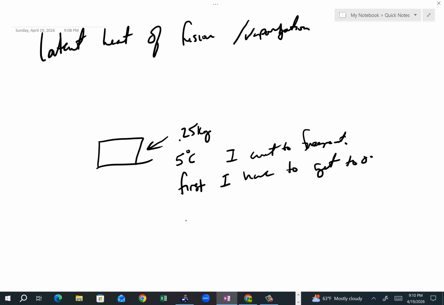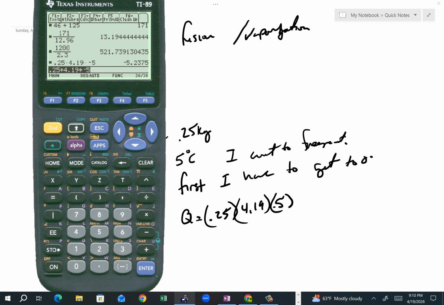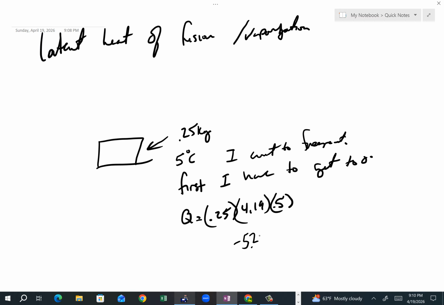So first things first. Q equals MC delta T. And so that's 5, minus 5 technically. So you look at that, you're like, well, how much energy do I need to pull out of it? 0.25 times 4.19 times minus 5. So I need to pull out minus 5.23 kilojoules. All right, cool. Then it has to freeze.